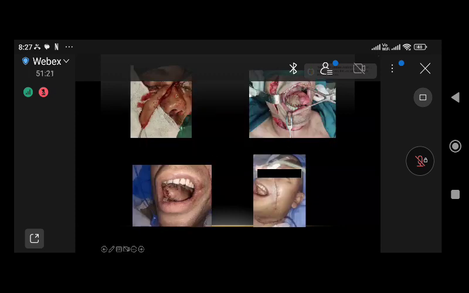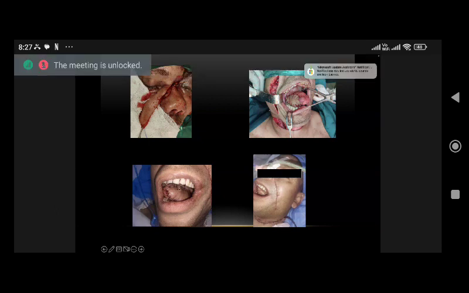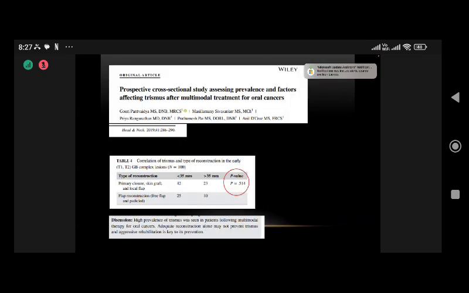Now, here are some of the pictures of local flaps that we have performed for early oral cancers. You can cover a good bit of defect, and give the patient good tongue mobility. This is something you can learn even if you don't have facilities for microvascular reconstruction: local flaps. We do a lot of them at our center, and it is a good method of reconstruction for early oral cancers. Now, coming to one of the problems with early oral cancers, that is trismus.